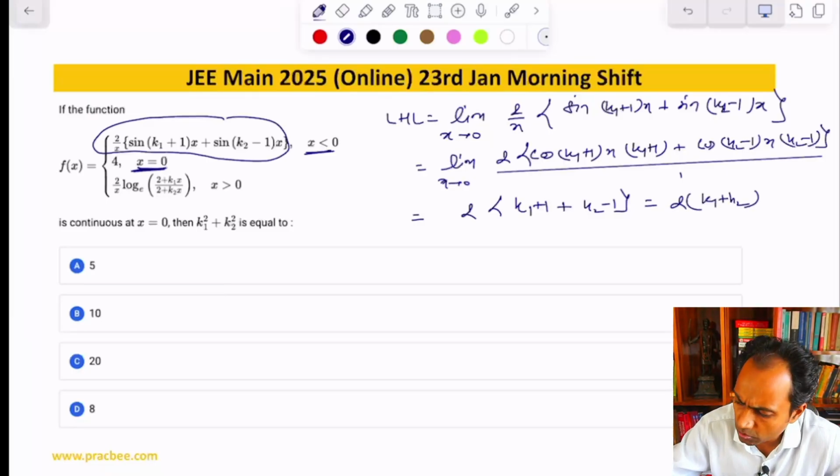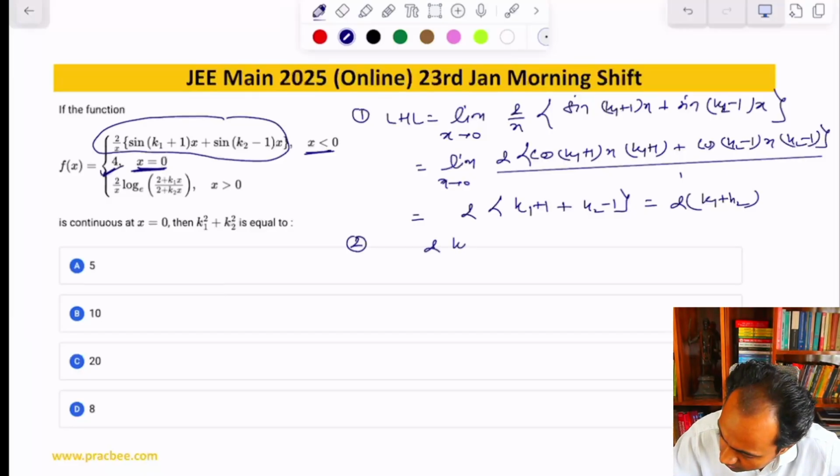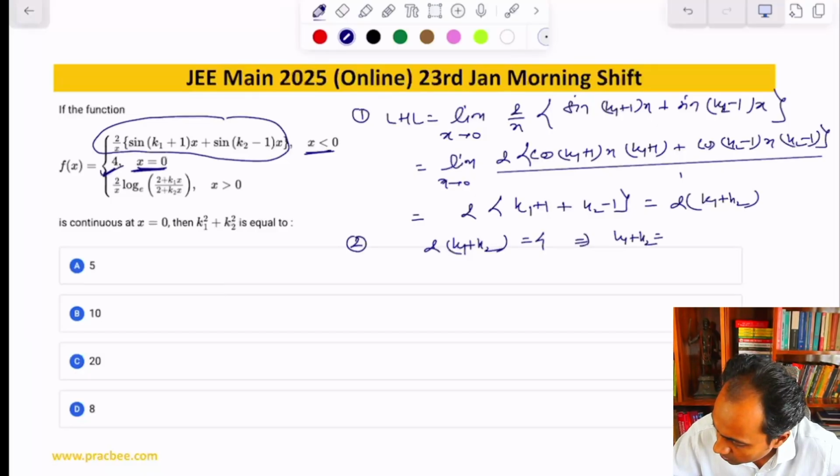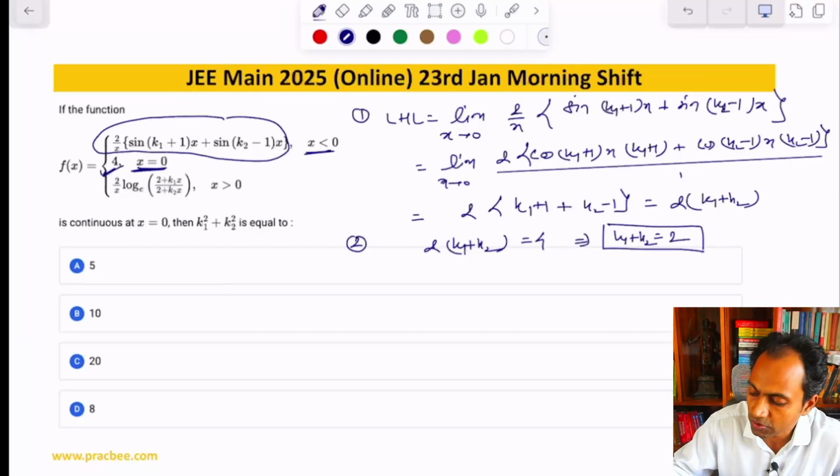Now we also know that the value of LHL should be equal to value of function at point for the limit to exist. So the value of 2 times (k1 plus k2) will be equal to 4. As a result, the value of k1 plus k2 comes out to be 2. First equation. Now we'll repeat the same process for RHL.